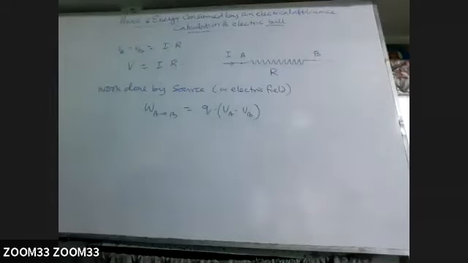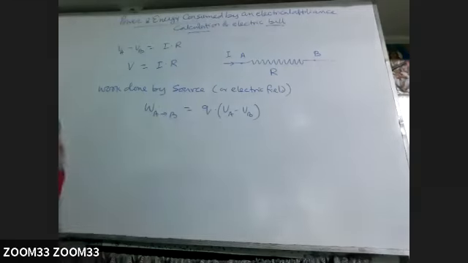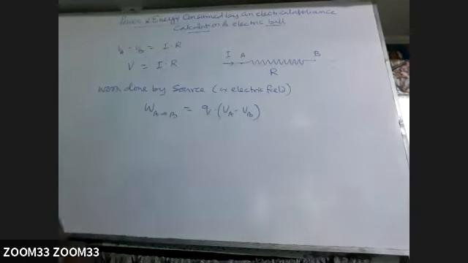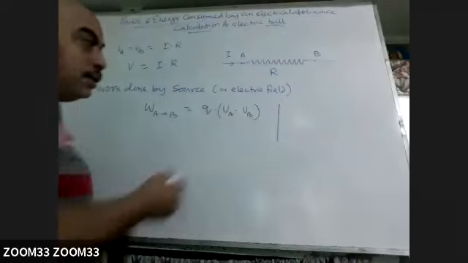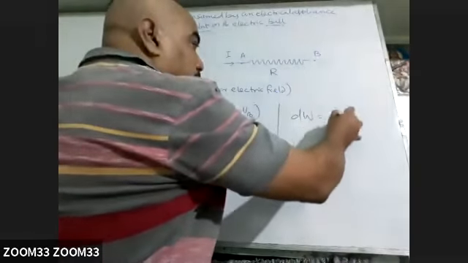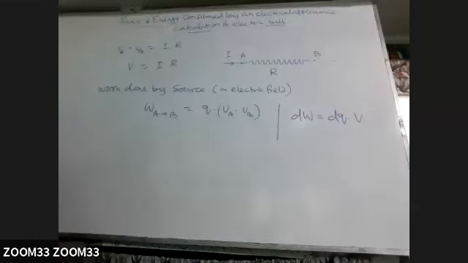In case of external agent, work done in moving charge from A to B will be charge into VB minus VA. But by source, this one. If it is very small, because potential varies so much, then in that case dW will be dQ into V, where V is potential difference, VA minus VB.